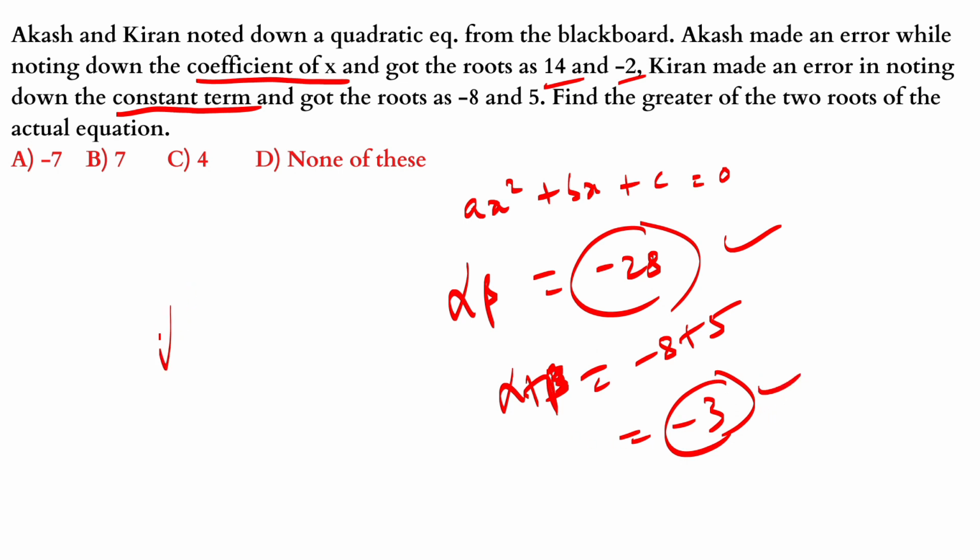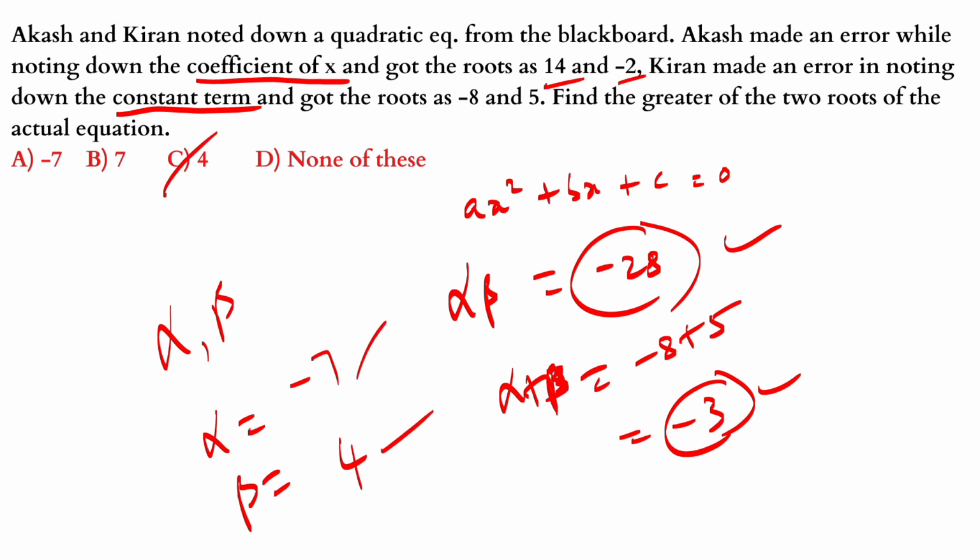And what are the roots? Alpha comma beta. We have to make sure that the product is minus 28. Right, alpha beta must be minus 28 and alpha plus beta must be minus 3. So alpha is minus 7 and beta is 4. Right, the condition is satisfied. And the question is, find the greater of the two roots. Which one is greater, minus 7 or 4? Obviously 4 is the correct answer.